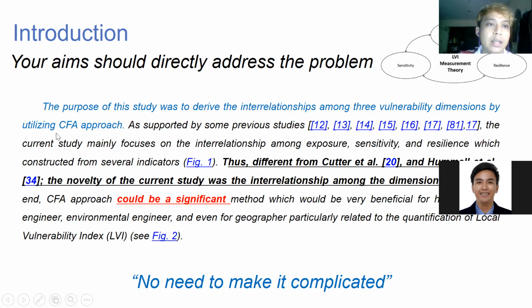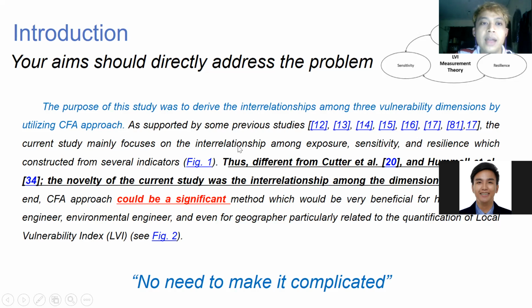For example, this one: the purpose of this study was to blah blah blah and so on. Do I have to have a second purpose? Usually people will say subsequently, more specifically, the purpose of this study. Why don't you just say directly what you want to say? This study is very simple. The purpose of it was to derive the interrelationship among the three vulnerability dimensions using the CFA approach. That's all. I don't have, after that we have this, we have that. No need. One is enough.